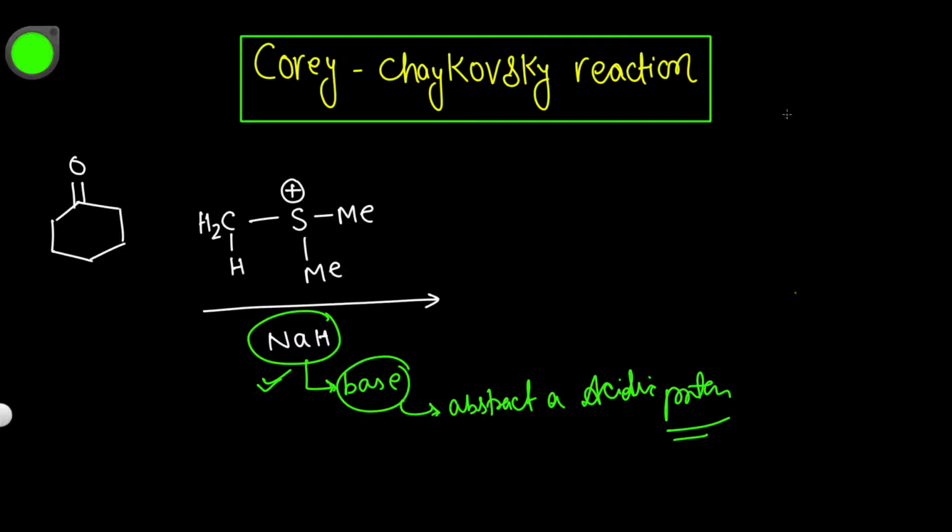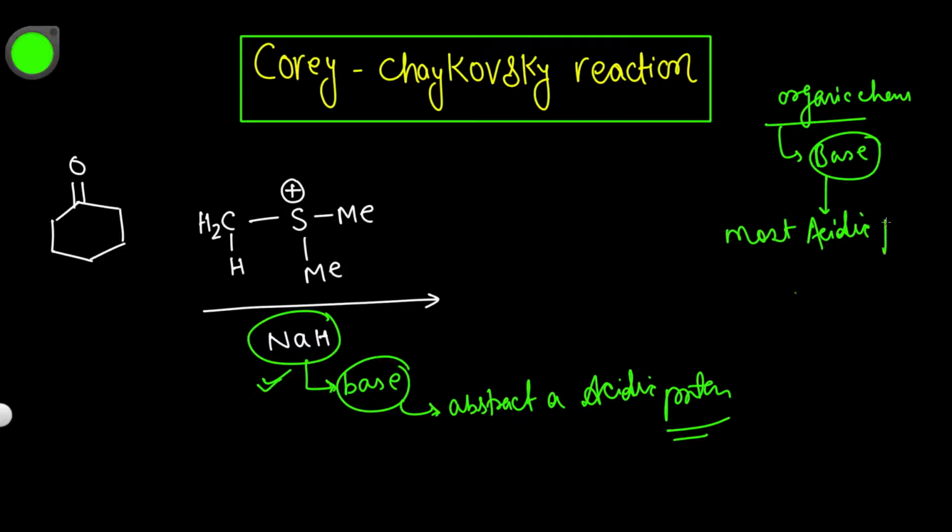We also know that in organic chemistry, if you have a base in the reagent, then you have to check for the acidic protons in the molecule, and in particular the most acidic proton in the substrate. The base abstracts the most acidic proton. So the first task is to find which is the more acidic proton in this molecule, either this or this.